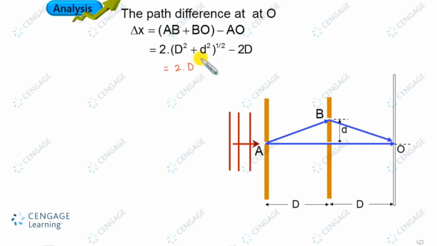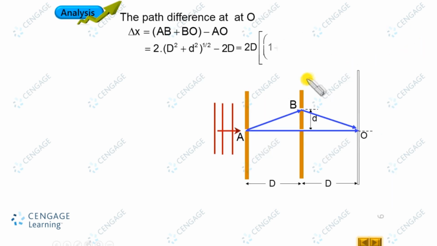And in bracket, the term should be equal to 1 plus d square divided by capital D square, all to the power 1 by 2, and this is minus 2d. So let us write this relation like this. Okay, we have taken 2d as common overall. Now from the binomial we can write this relation as 1 plus 1 by 2 multiplied by small d square divided by capital D square.